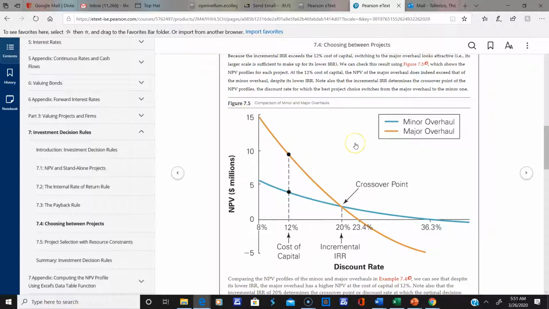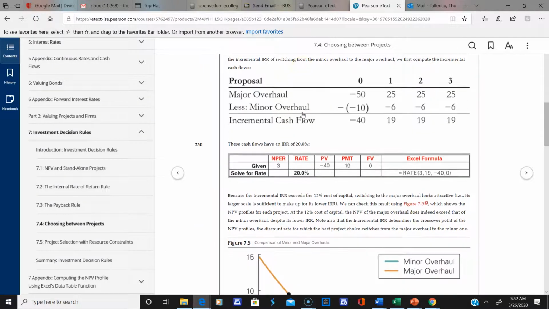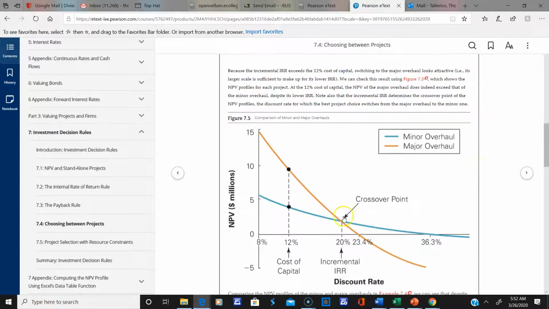Okay, so you're given false information by the internal rate of return, and what you do is you just again do a net present value plot and see where the crossover point is. Okay, and at that point, here's the internal rates of return of each individual project. But here's the crossover, and you're less than that. So basically, you would do the major overhaul. So at the 12% cost of capital, the net present value of the major overhaul does indeed exceed that of the minor overhaul, despite its low internal rate of return.